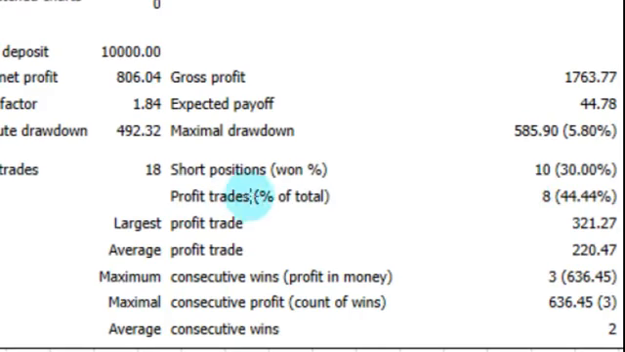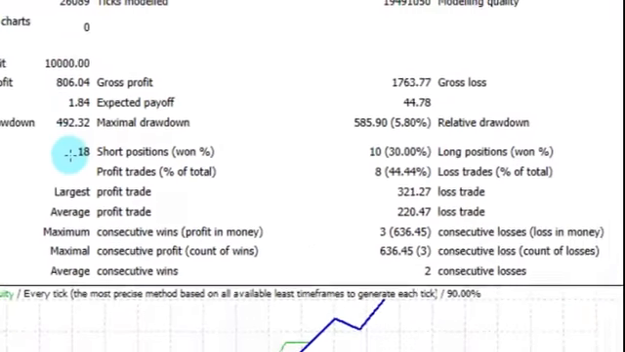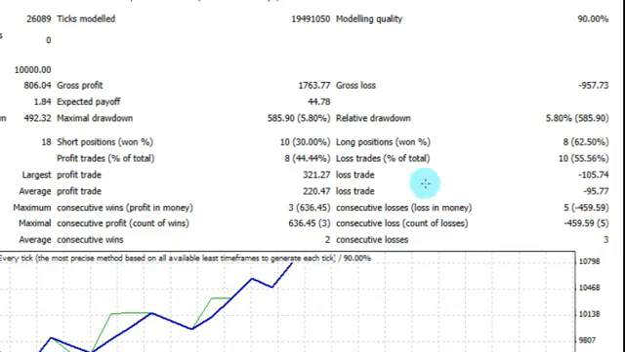Pay attention to the percent of total profitable trades. You see this line? It's around 40%. With only 40% success, I made 8% profit in total from 18 trades. How? While the losing trades were more than 55%. How did I do it?